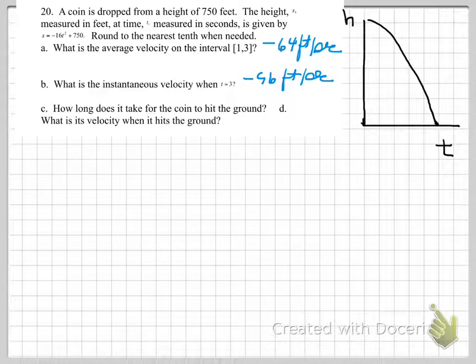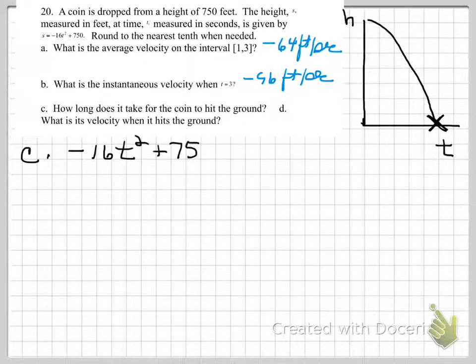Looking at part C of this question, how long does it take for the coin to hit the ground? So if it's going to hit the ground, the height above the ground is going to be 0. So I want to know what time, so I'm going to put a little X right here. This is what I want to know. I want to know when that hits the ground. So what I'm going to do is take my position function, negative 16t squared plus 750, and set it equal to 0.